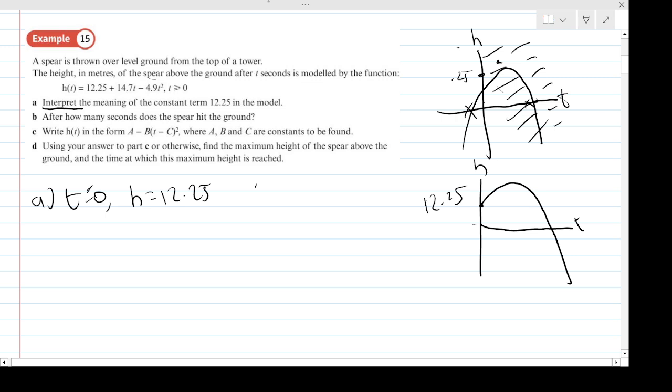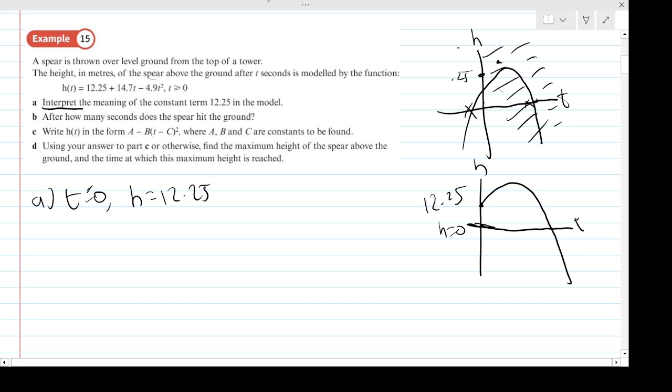So initially the height is 12.25. Well, that's going to just be the height of the tower above the ground. So imagine the ground is h equals 0, which would be down here, right? So h is 0, kind of like the t-axis, right? So if we've got a height of 12.25, well, that has to be the tower because it's starting from the tower.